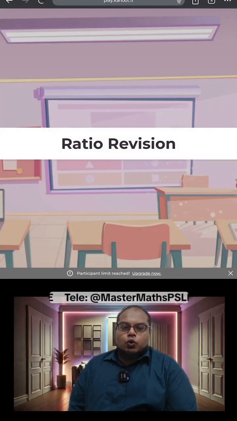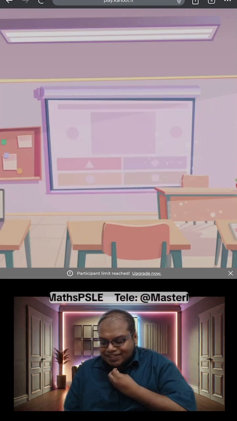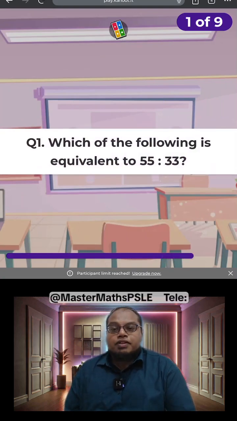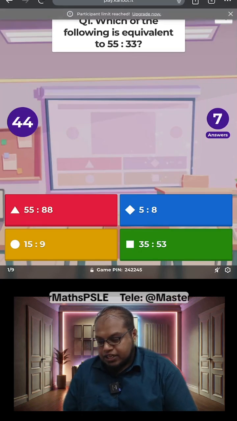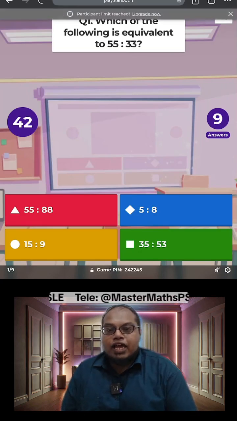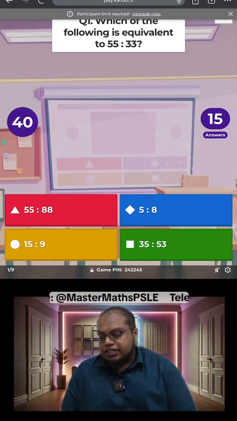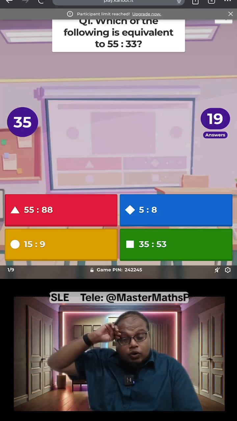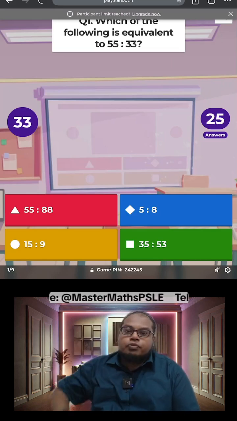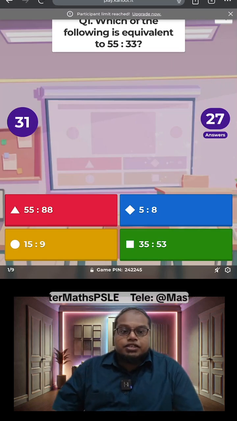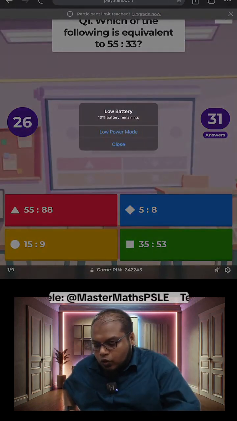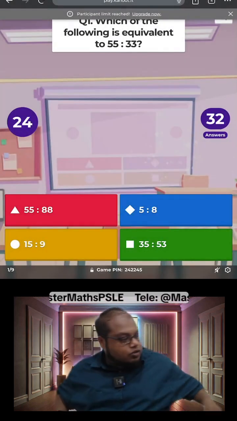Okay, ratio. Which of the following is equivalent to 55:33? Which of the following options here is equivalent to 55:33? It's about the same as equivalent fractions. Ratio also has equivalent ratio.